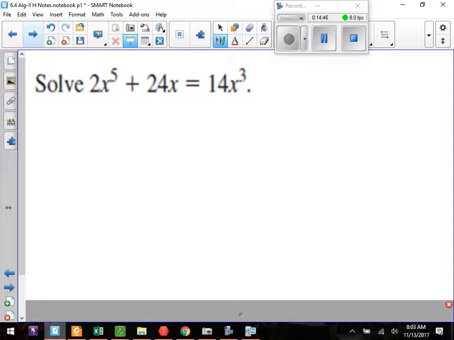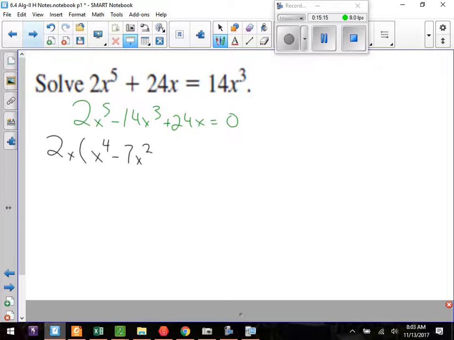So I have 2x to the 5th. I would write down 2x to the 5th minus 14x cubed plus 24x, and I set it equal to 0. The first rule of factoring is, what's the GCF? 2x, good. So if I take out a 2x, we get x to the 4th minus 7x squared plus 12. Okay?